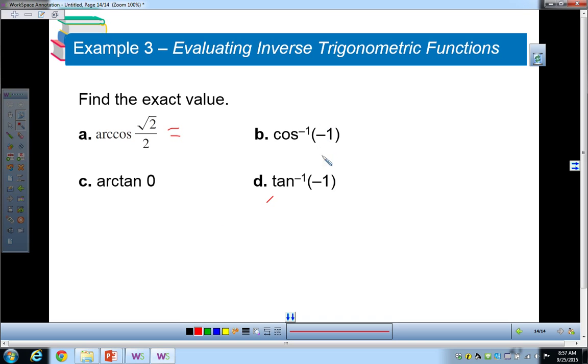B. Inverse cosine of -1. Wait, raise your hand. Oh, you were raising your hand. Tenzin. It's pi. Do you guys understand why that's pi? Because that's saying where between 0 and pi is cosine equal to -1. And the answer to that is pi. You get a valuable prize.